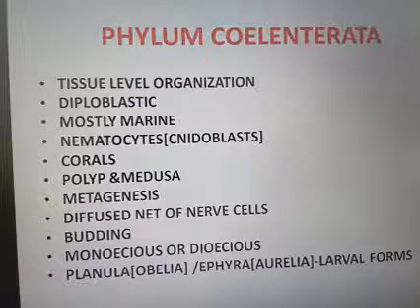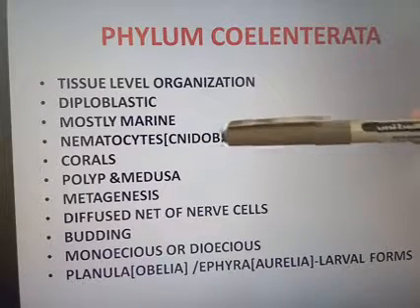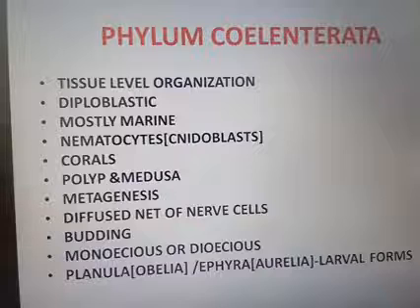And they have unique stinging cells. The stinging cells are nematocysts. This group of organisms has stinging cells or cnidoblasts. That's why they have another name, cnidaria. So, Coelenterata, otherwise known as cnidaria.